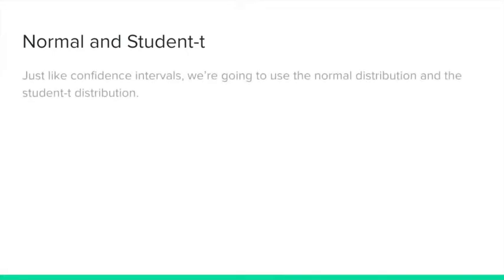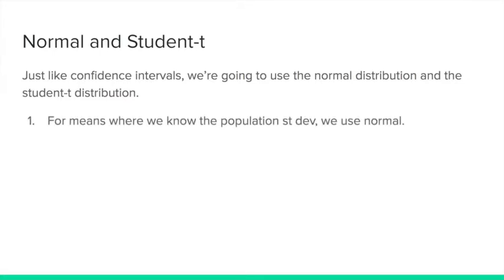So the distributions that we're going to use for hypothesis testing are the normal distribution and the student t. Just like when we did confidence intervals, we're going to use the normal under certain circumstances, and the student t under one particular circumstance. If we're testing a mean and we know the population standard deviation, which is a little bit of an unlikely scenario, that's sigma, then we use the normal distribution. So in our calculators, we'll be using the z-test.